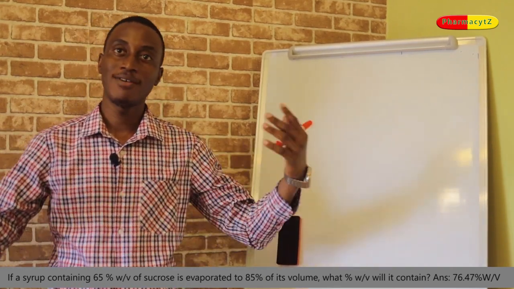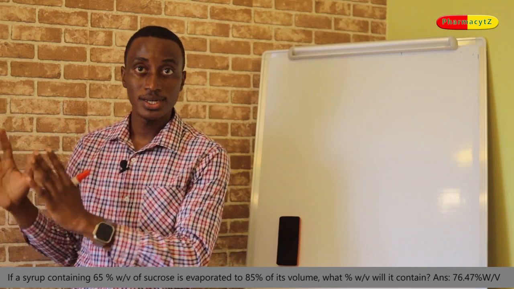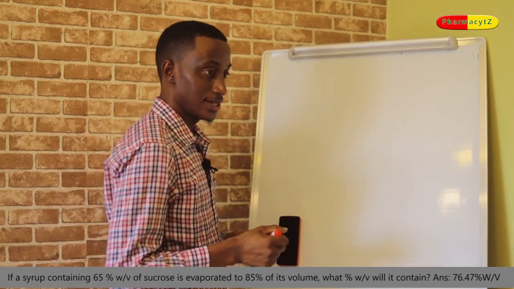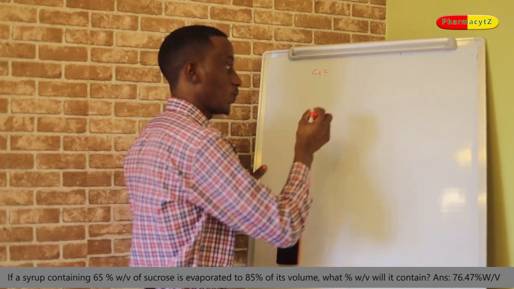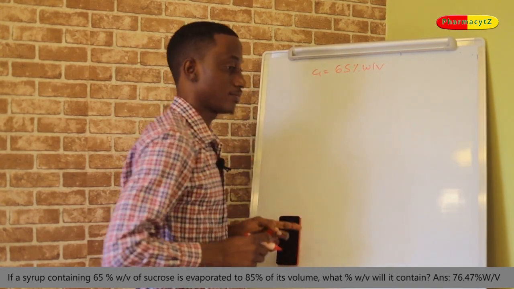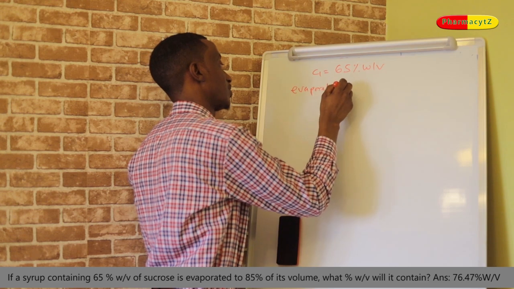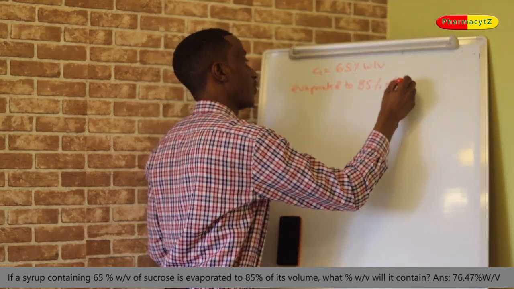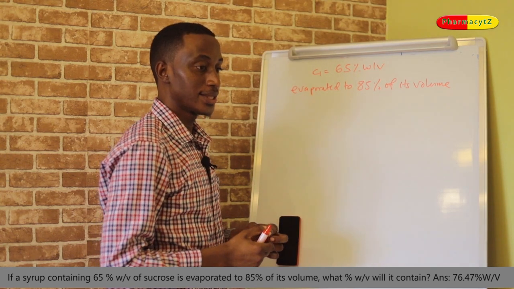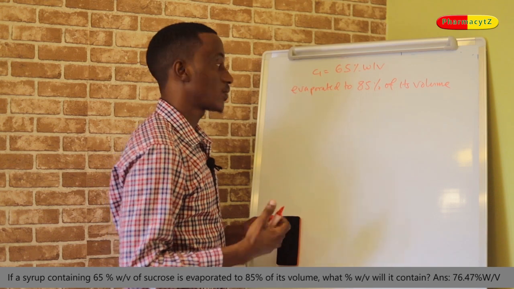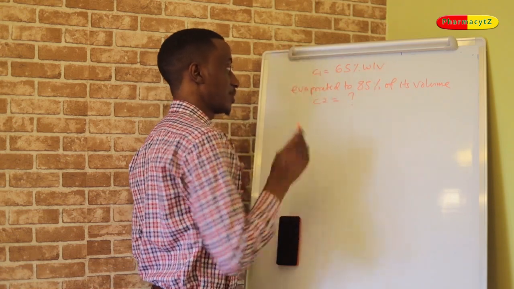We are moving from dilution to evaporation. Remember, during evaporation, the final concentration increases and the final volume decreases, which is contrary to the law of dilution. So let us see this. The initial concentration 1 of this syrup was 65% weight in volume. Okay? And this one was evaporated to 85% of its volume. So what happened after it was evaporated to 85% of its volume? Then what percentage weight in volume will it contain? Meaning that after evaporation, what is the final percentage strength?